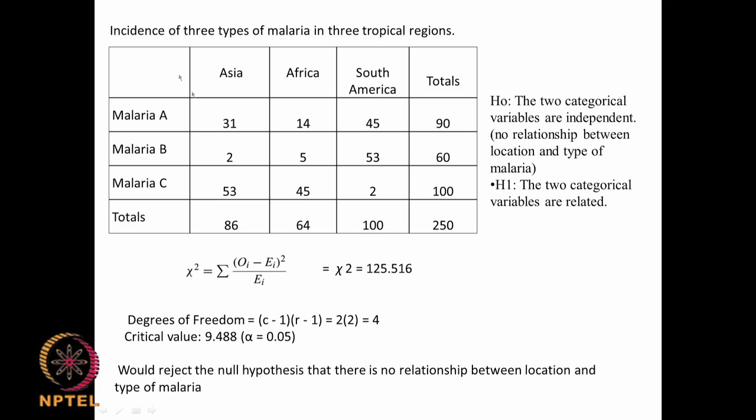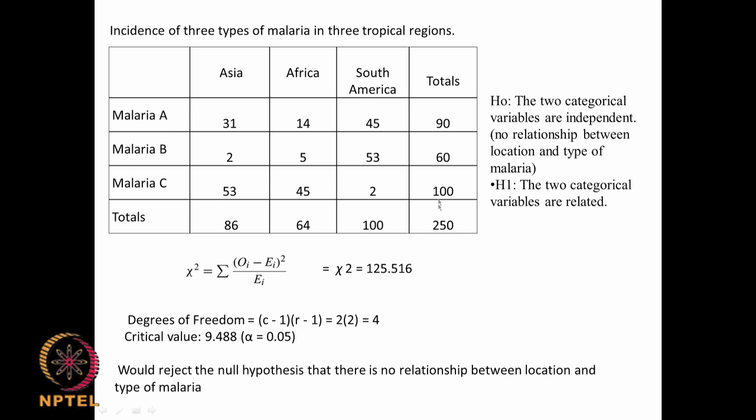We have, say, incidence of 3 types of malaria in 3 tropical regions: Asia, Africa, South America. Malaria is a very serious problem. There are different types of malaria, okay: malaria A, malaria B, malaria C. So, malaria A is 31, 14, 45, malaria B is 2, 5, 53, malaria C is 53, 45, 2, right. Okay. So, I want to know whether it follows the expected.